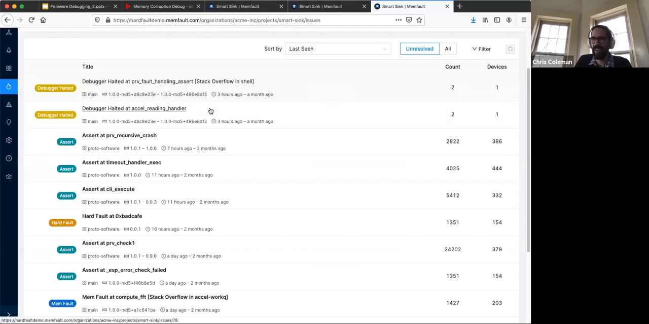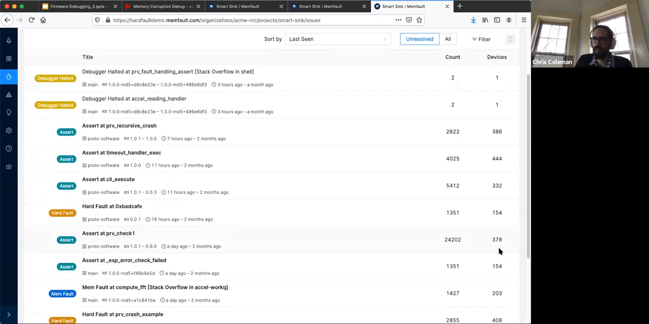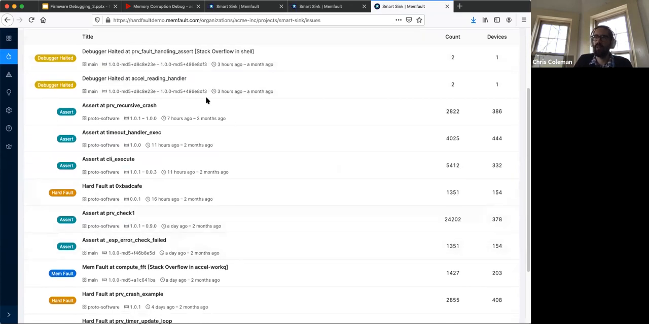So here we have the two examples I went through from my desk, not many, just my device a couple times, so not a big impact. But you can have devices in the field that are seeing certain crashes thousands or tens of thousands of times across many devices, and you can know what to prioritize based on what's happening there.